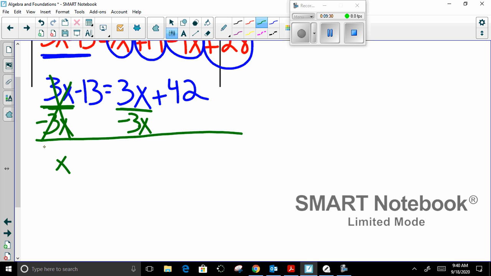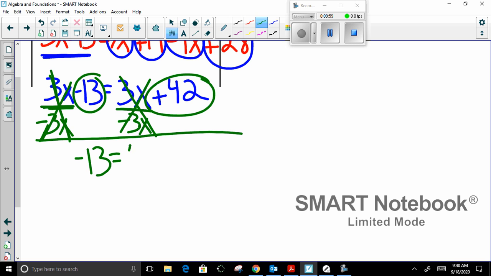A lot of you are wanting to put x. 3 minus 3 is 0, and if you leave the x, 0 times x is 0, which is why I just cross it out, because you don't need to put that 0 as a placeholder. It basically goes away. And bring down what you are left with. So I am left with the negative 13 equals, again, anything minus itself is 0. The whole thing disappears, even that x, because 0 times x is 0. And now I'm left with this positive 42.